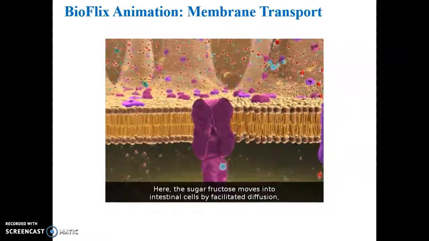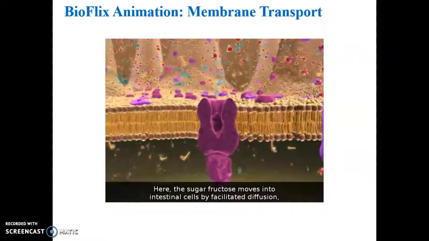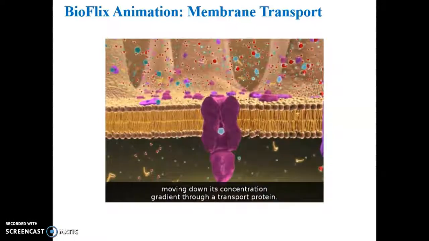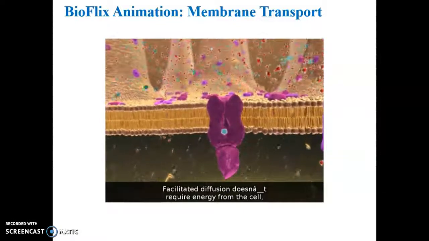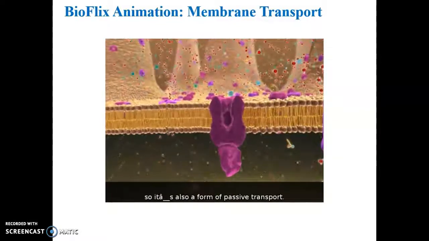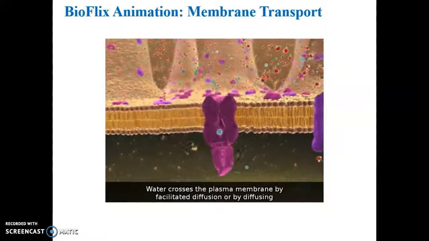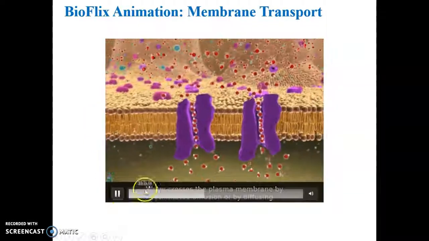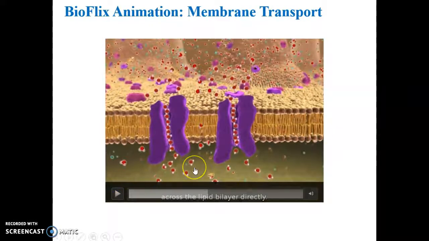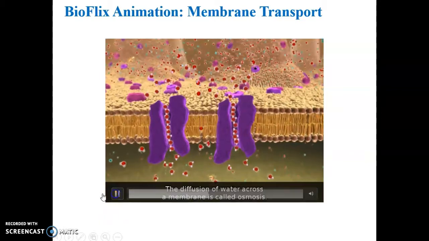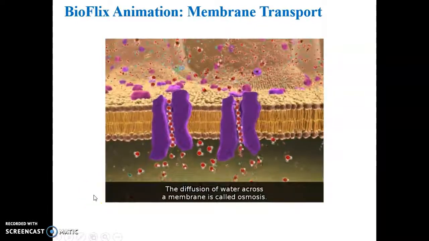Here, the sugar fructose moves into intestinal cells by facilitated diffusion, moving down its concentration gradient through a transport protein. Facilitated diffusion doesn't require energy from the cell, so it's also a form of passive transport. Water crosses the plasma membrane by facilitated diffusion, or by diffusing across the lipid bilayer directly. And I can't remember if the narrator mentions it as well, but glucose, blood sugar, also enters into a cell by facilitated diffusion. The diffusion of water across a membrane is called osmosis.